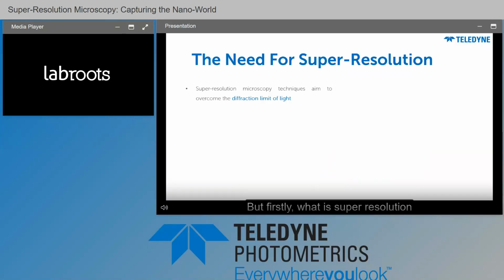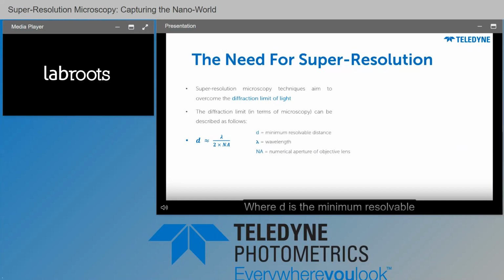But firstly, what is super resolution microscopy and why do we need it? Super resolution microscopy techniques aim to overcome the diffraction limit of light in microscopy. The diffraction limit of light was first described by Ernst Abbe in the late 19th century, and it's described as follows. This is the equation for the diffraction limit of light in terms of microscopy, where d is the minimum resolvable distance between 2 points in a sample when a microscope is used.